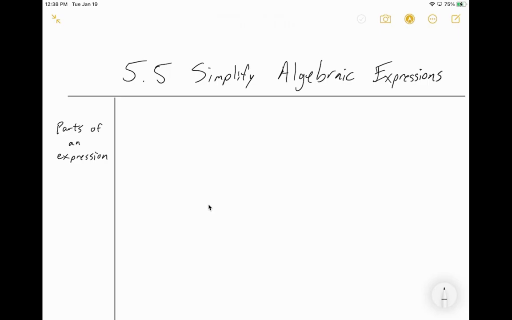Parts of an expression. So let's take an expression like this. Negative 4x plus 12 plus x plus 3y. Write that down, please.